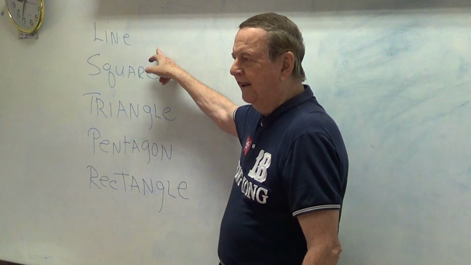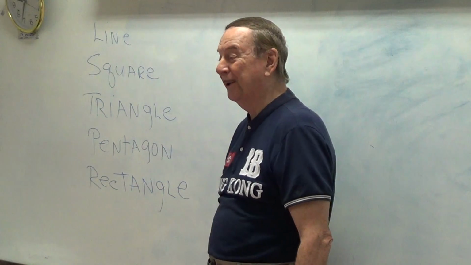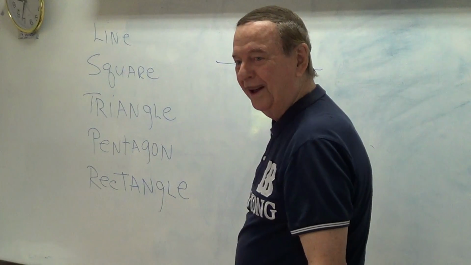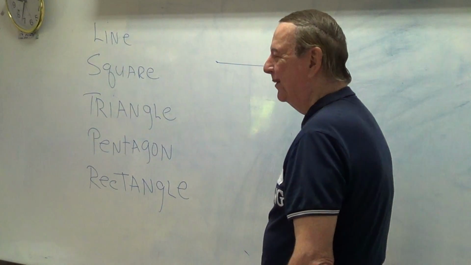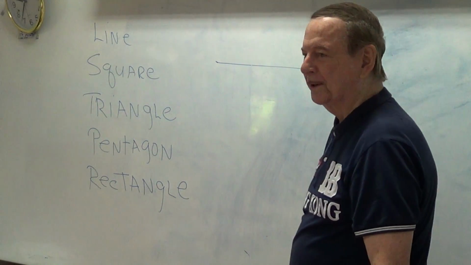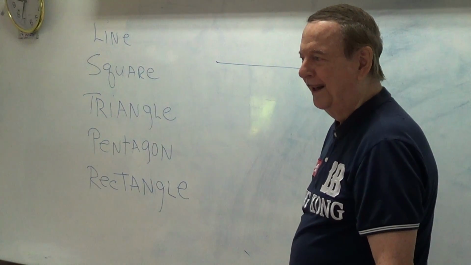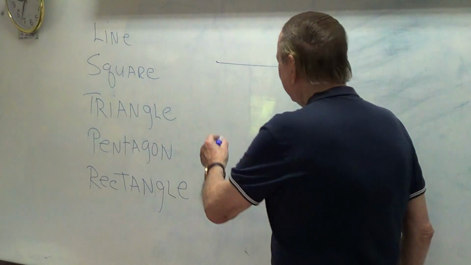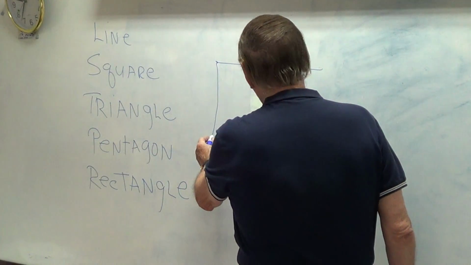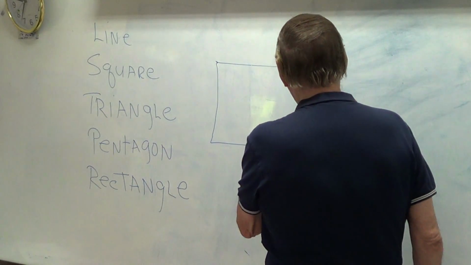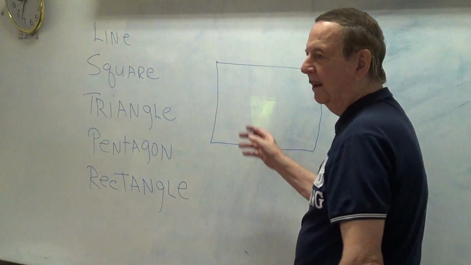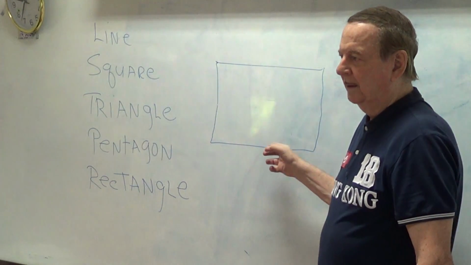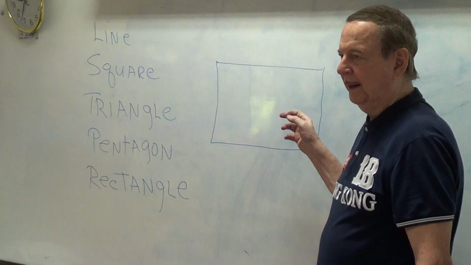What is a line? Very good. He just drew a line on the board. What is a square? Yeah, well, let's see. I'll try to draw it exactly right, but we'll see. We're pretty close. A square. All sides the same length. A square.